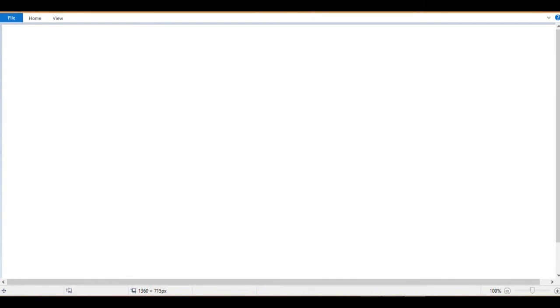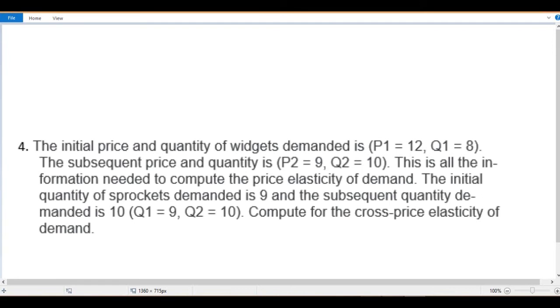Okay, we go now to number 4, and I'll read the problem. The initial price and quantity of widgets demanded is price 1 is equal to 12, quantity 1 is 8. The subsequent price and quantity is for 9 pesos, 10 widgets ang nabebenta. This is all the information needed to compute the price elasticity of demand. However, hindi yun ang pinapakompute.